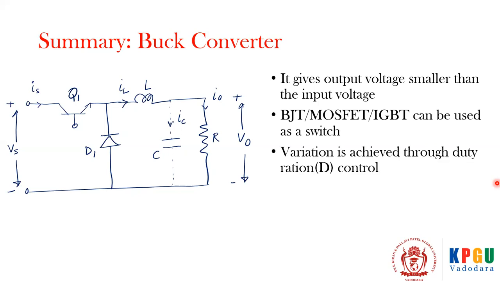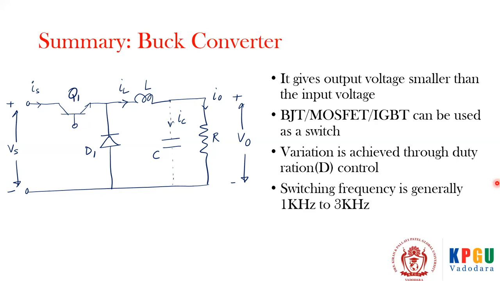Variation is achieved through duty ratio control, and this duty ratio control is achieved through the PWM technique, which we'll learn how to do in our subsequent video. Switching frequency is generally 1 kilohertz to 3 kilohertz, right? So this is all about a buck converter. The buck converter is the first variety of DC-DC regulator used to get a DC voltage reduced or less than the available fixed DC voltage, right? So this is all about the DC-DC buck converter, and we are going to discuss the other variety, that is the boost converter, in our next video.